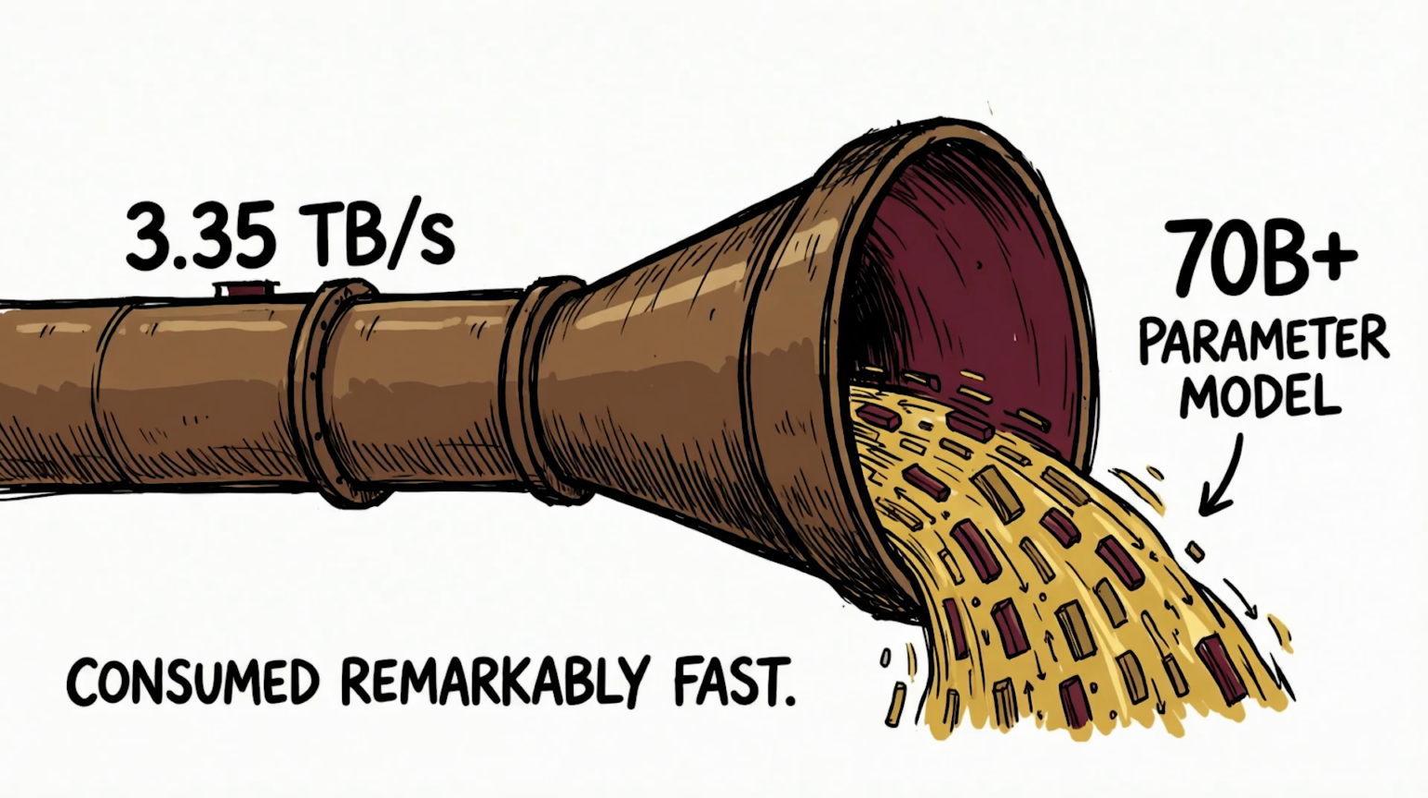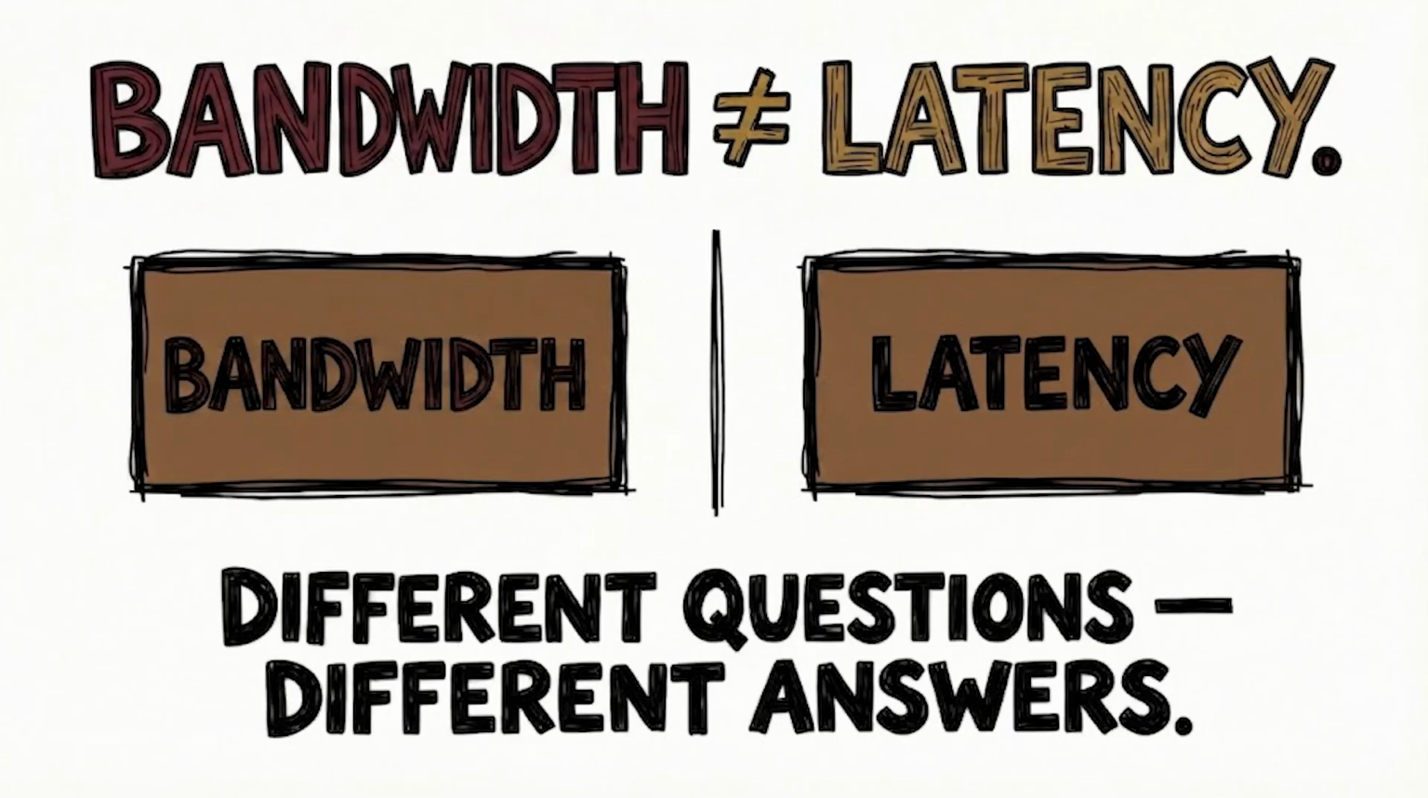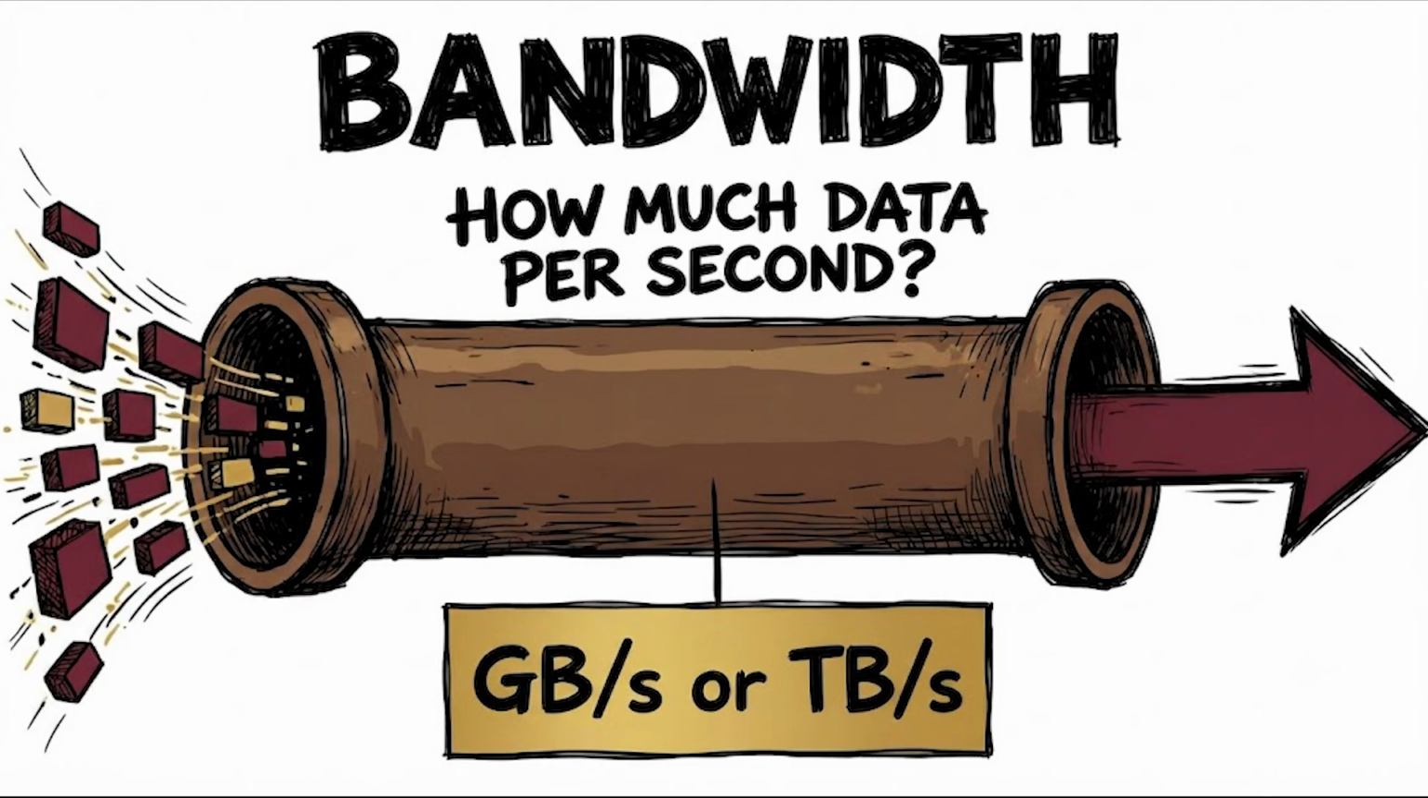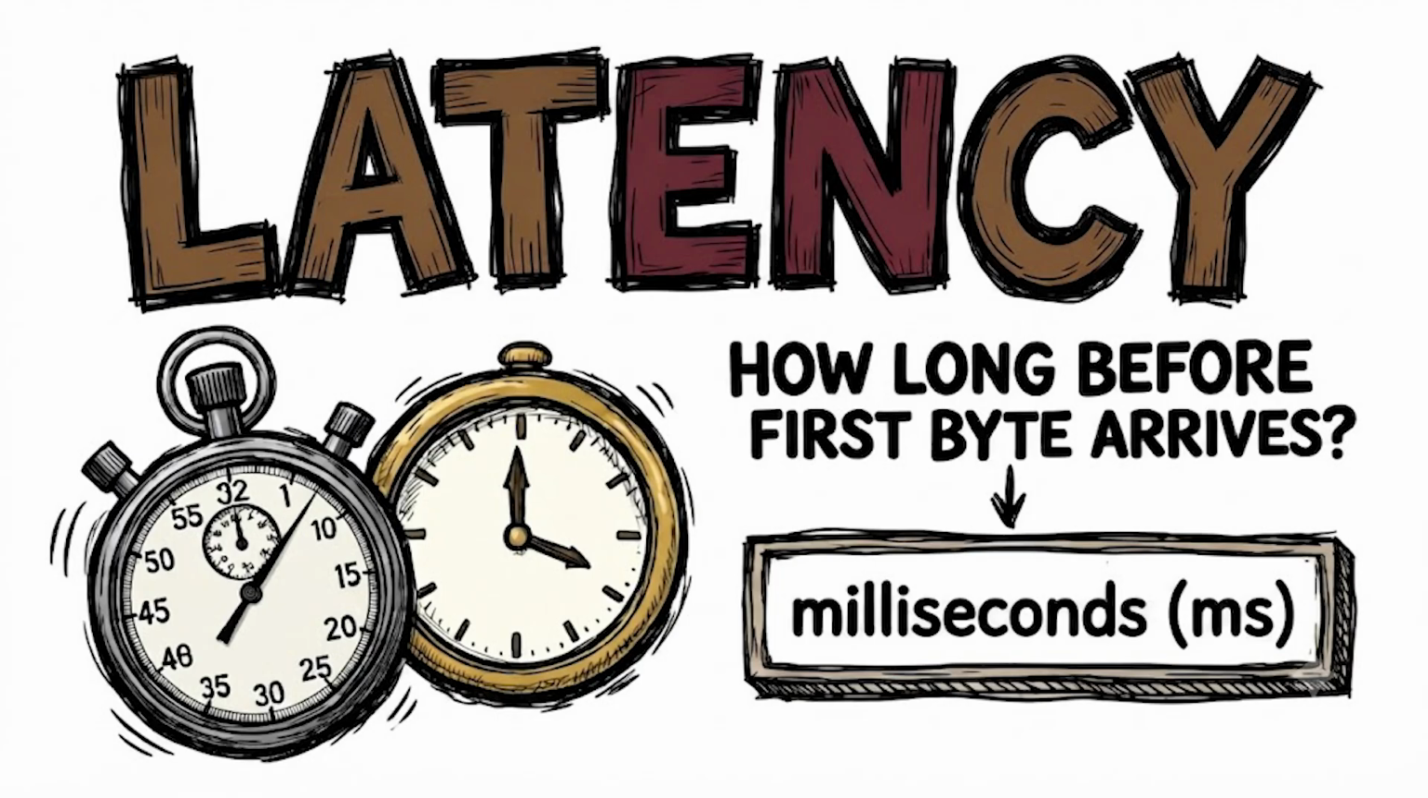gets consumed remarkably quickly. At this point, it is helpful to distinguish between bandwidth and latency, two terms that are often confused but describe different aspects of memory performance. Bandwidth answers the question: how much data can be transferred every second? Latency answers a different question: how long does it take before the first byte of data begins to arrive?